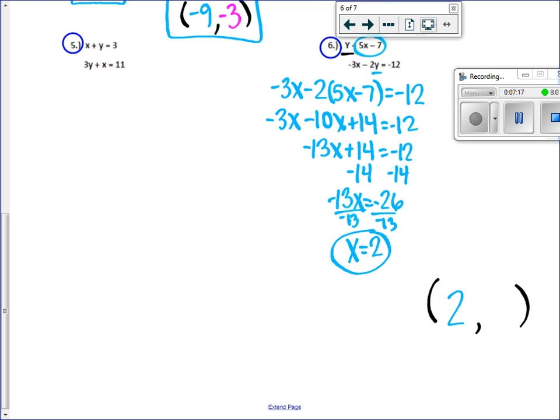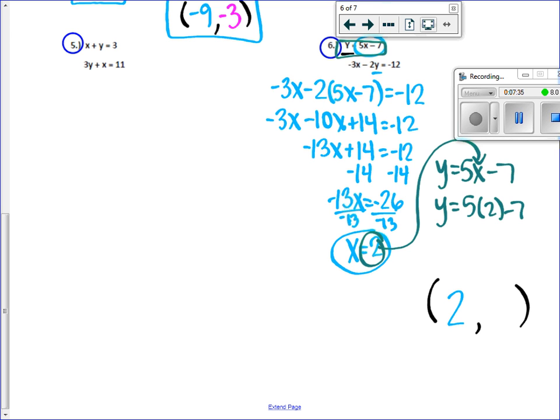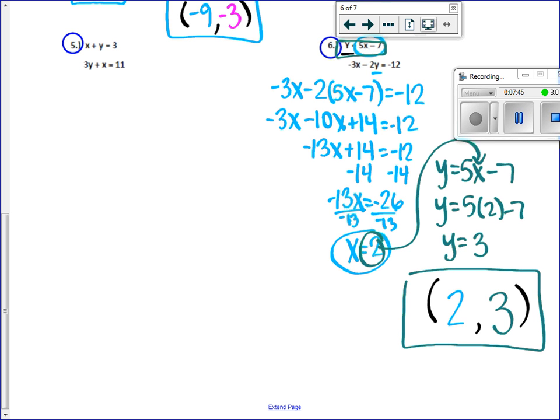The easier equation to be able to solve for y is the first one, which is y equals 5x minus 7. So we're going to take this number we just got for x, 2, and we're going to plug it in. So y equals 5 times 2 minus 7. 5 times 2 is 10. 10 minus 7 is 3. So we got an ordered pair. And we're done.